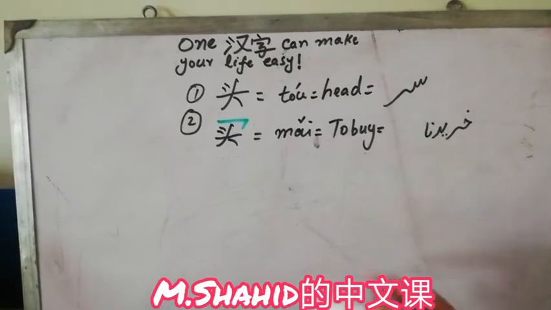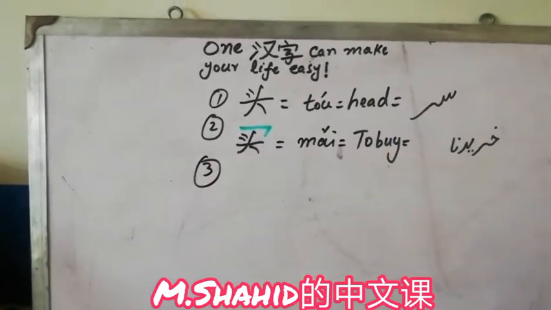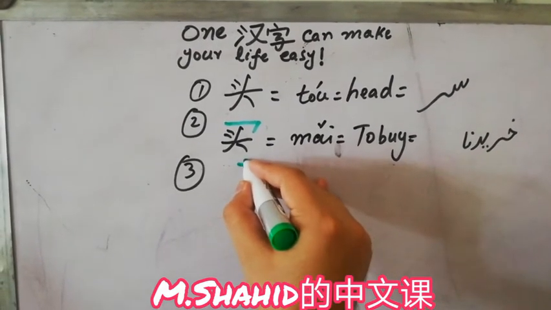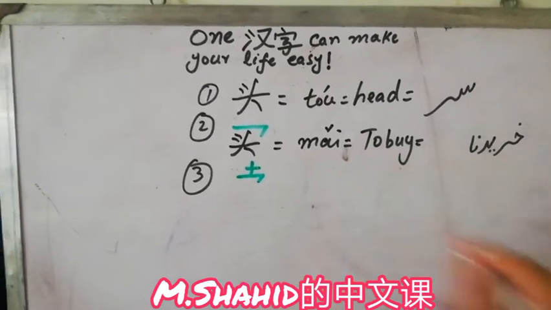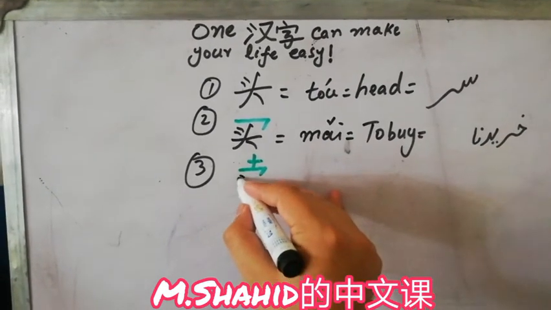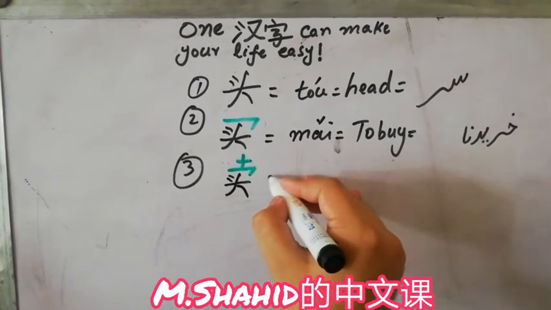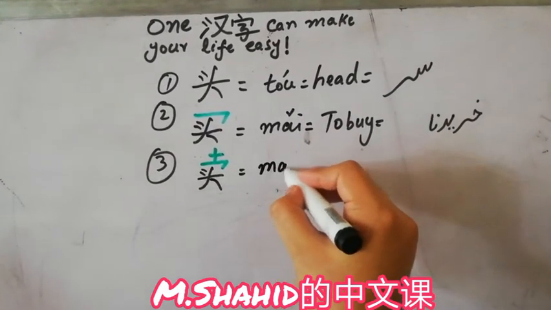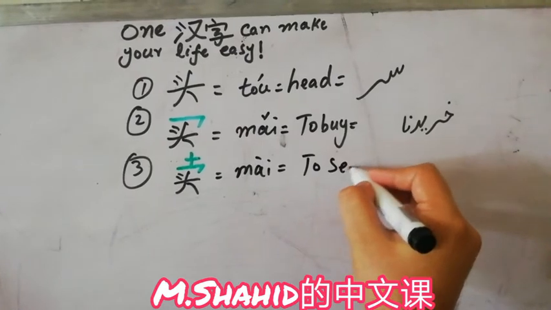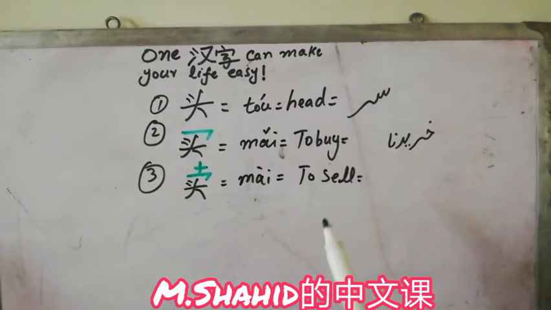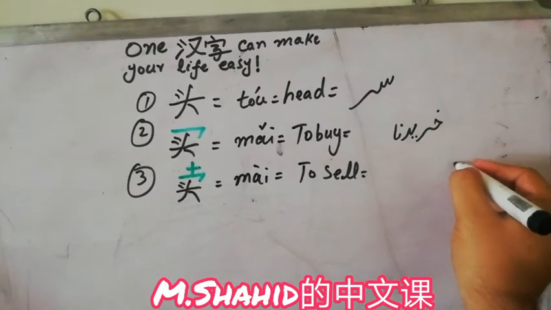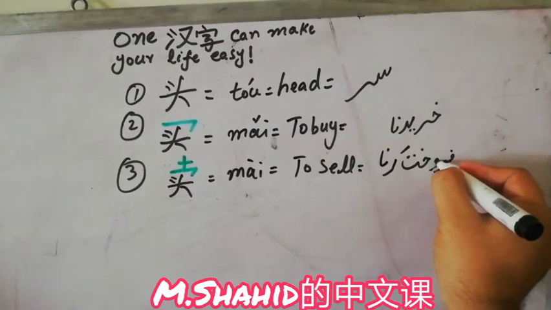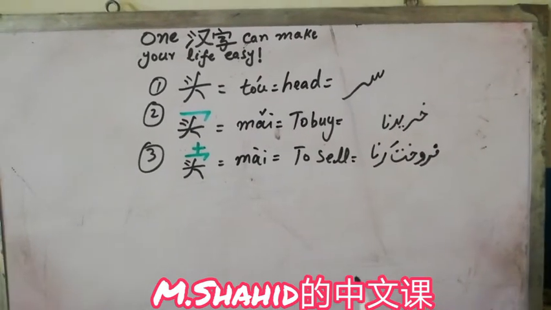Okay, khareedna. So let's add some other strokes or components to it, and you will see that the character for head remains the same. This character becomes this, and it means to sell. Mai, with the fourth tone, means farokht karna, bechna.